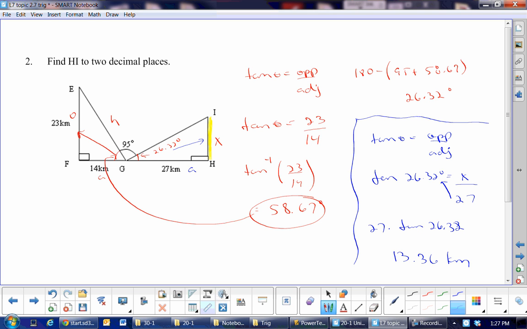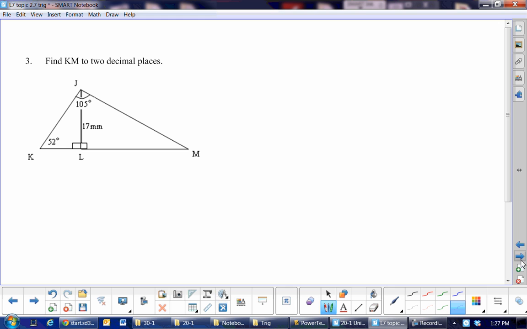Okay, let's move on to number 3. Find km to 2 decimal places. Okay, now km is going to be the combination of this plus this, right? So we know what we're looking for. We are looking for all of this.